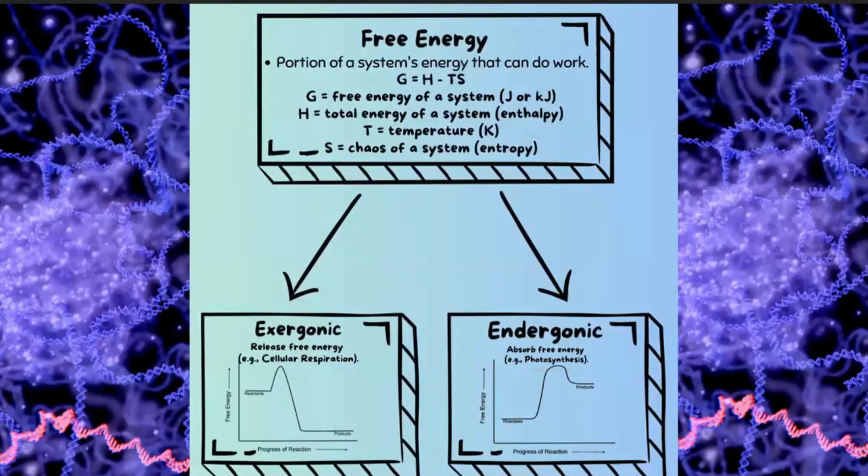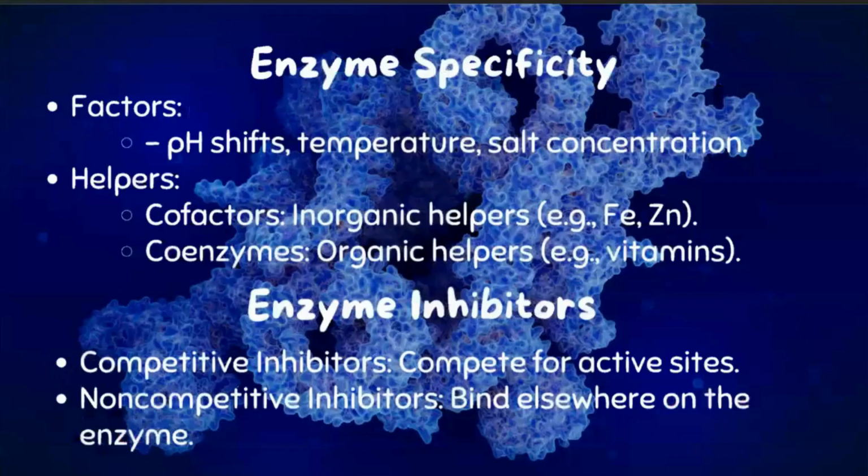So that would be an example of endergonic. Now we are talking about enzymes and we're going into Unit 3, and now we're in Section 3.3. Some factors to just remind yourself. Remember, we talked about in the previous section, we have several factors that influence enzymes. Well, there are some things that could help that reactant go to that product.